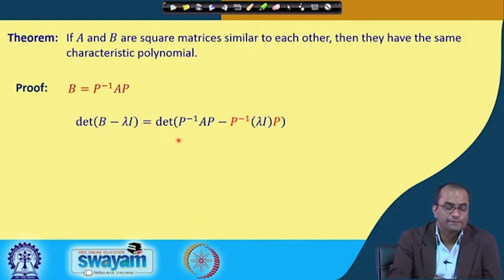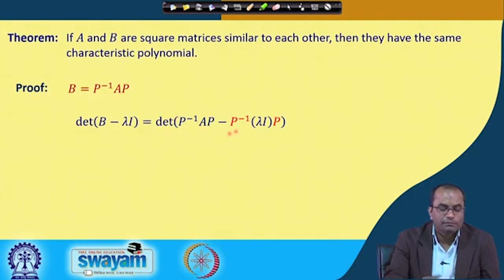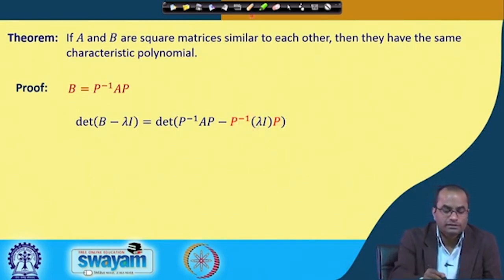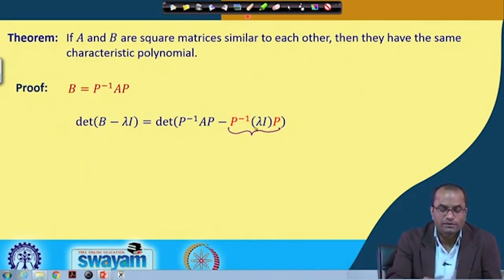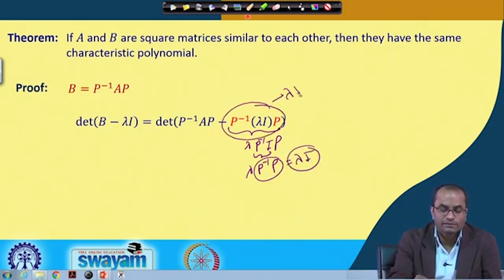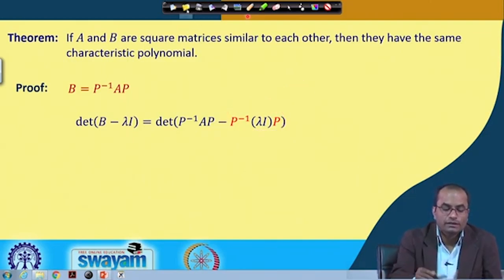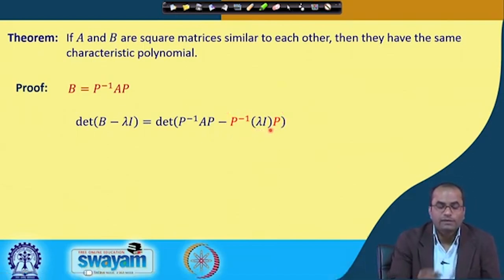This is equal to the determinant, where this B we replace by P inverse A P minus the same thing, P inverse P, the identity matrix we have introduced here. You can see easily that this is nothing but lambda I, because lambda we can take common, then we have P inverse I P, and P inverse I P is nothing but P inverse P, which is I, so lambda times I. This is nothing but lambda times I only, but we have rewritten it in this form, P inverse lambda I P.